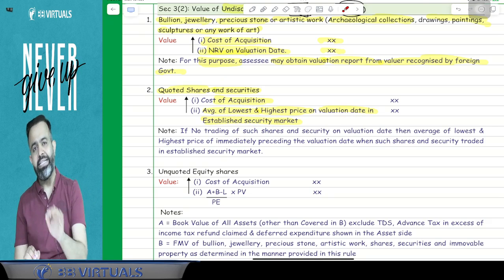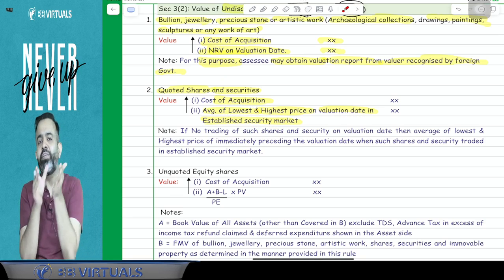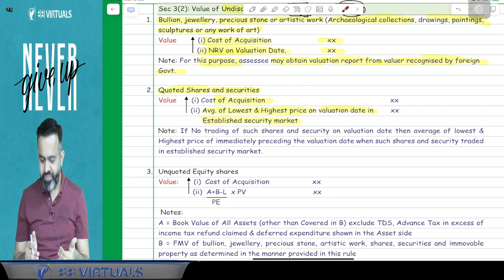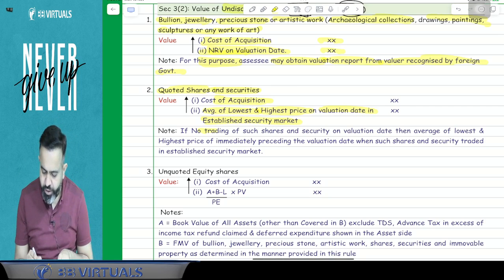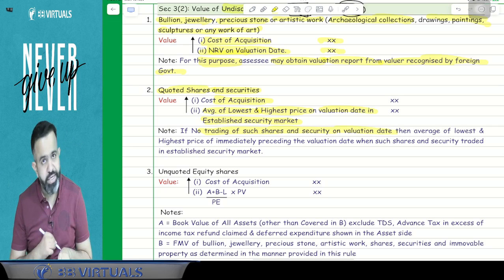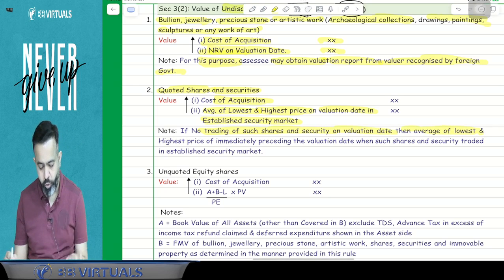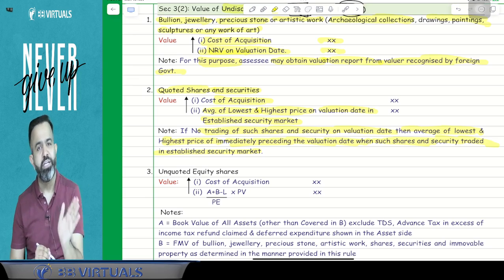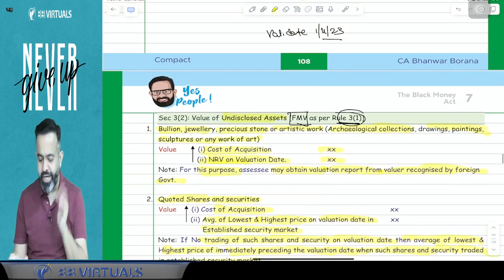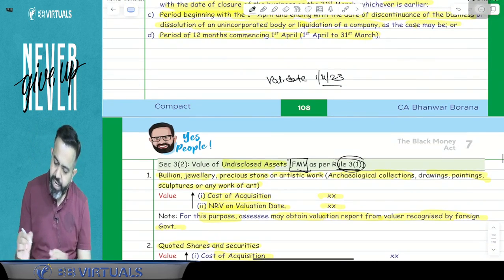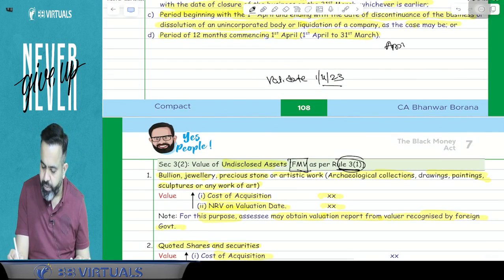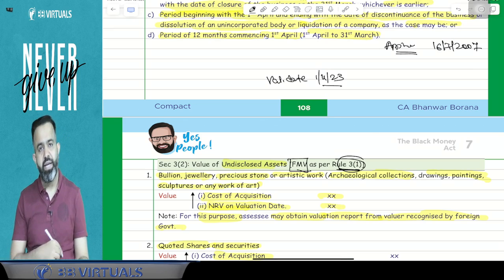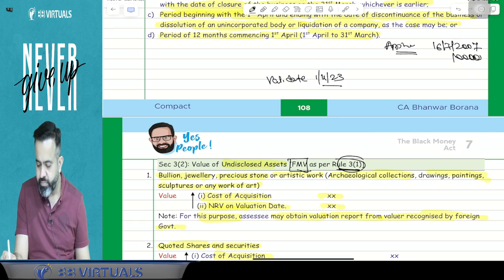And guys, suppose on that day there was no trading, then you just have to take the average of the previous trading session. So next is, if there is no trading of such share or security on the valuation date, then just take the average of the lowest and highest price immediately preceding the valuation date when such share or security traded in the established security market. So for example, suppose guys, I purchased shares of Apple on 16 July 2007, and at that time I purchased the shares for 10 lakh.